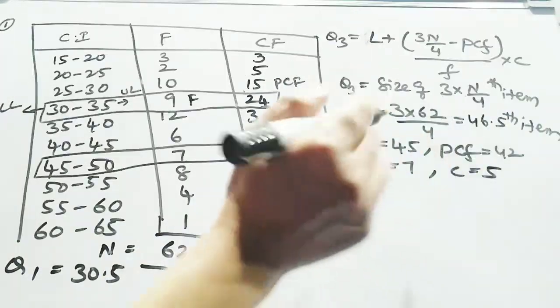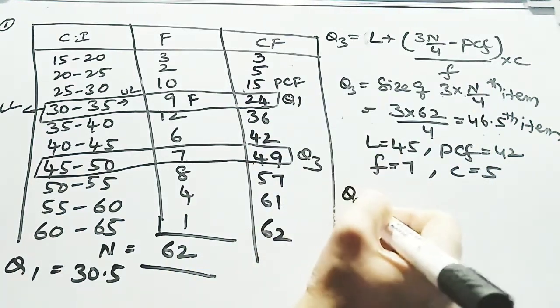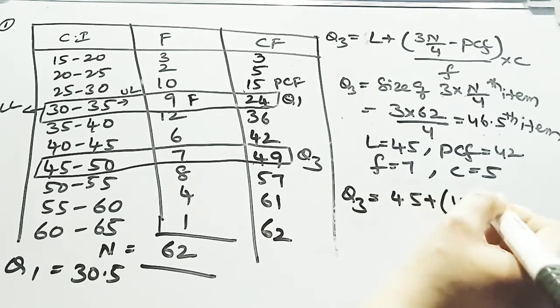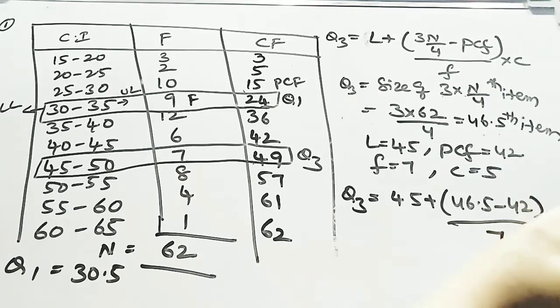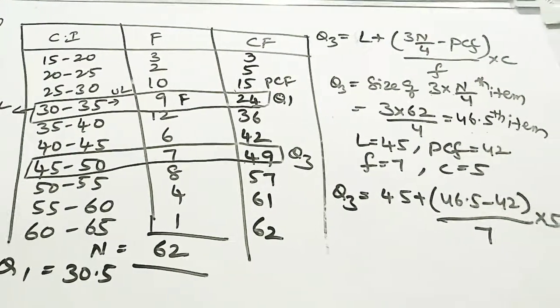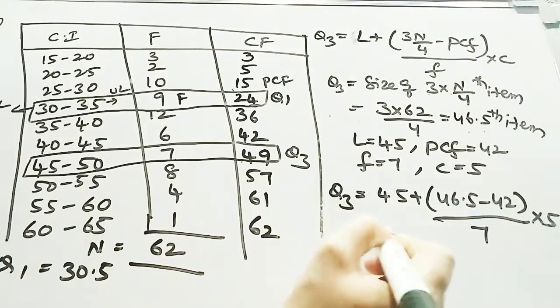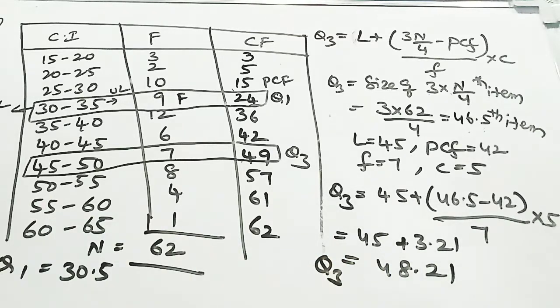Substitute in your formula. 3n by 4th, 46.5, you have already done. So L is 45 plus 46.5 minus 42, divided by 7, into 5. So 45 plus 3.21 is equal to 48.21. Q3 value is 48.21. Just substitute in your formula.